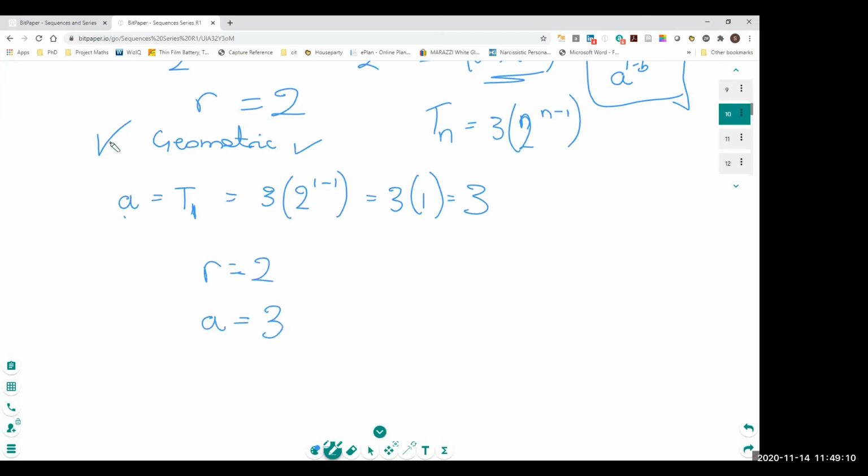Now this is where it gets complicated, guys. I want you to be very careful here, and it gets tricky. They're calling a the first term here.